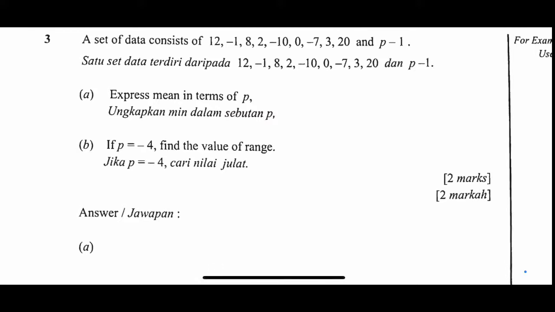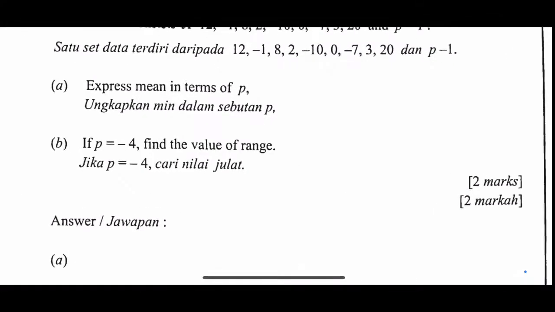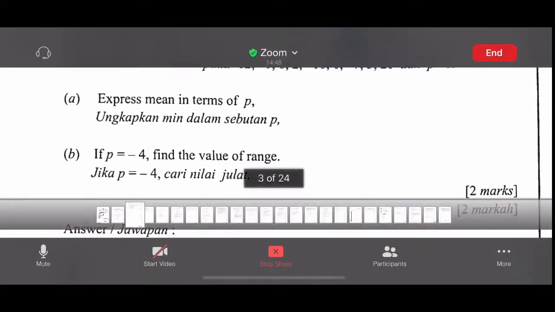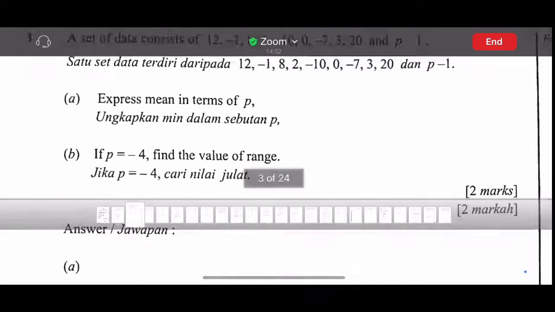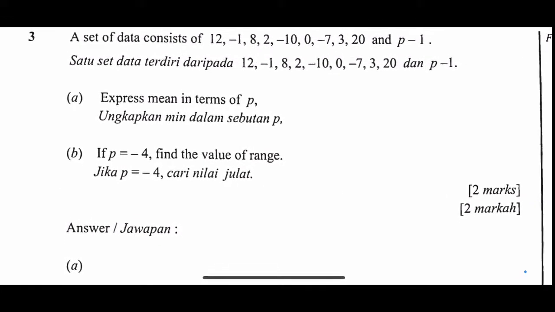Okay, now let's see number 3. A set of data consists of 12, negative 1, 8, 2, negative 10, 0, negative 7, 3, 20, and p minus 1. Oh, this is very easy, right? Because they ask you to find the mean in terms of p. So you just add everything, and you just divide by how many data? Okay, you just count 2, 4, 6, 8, 10.